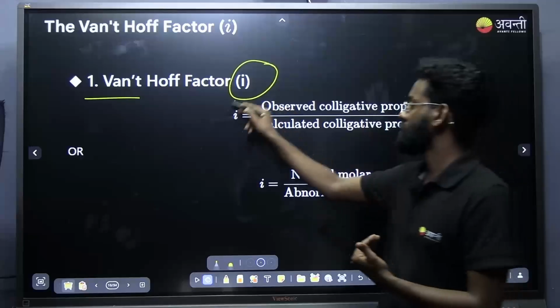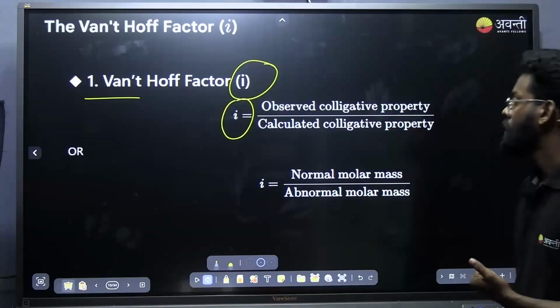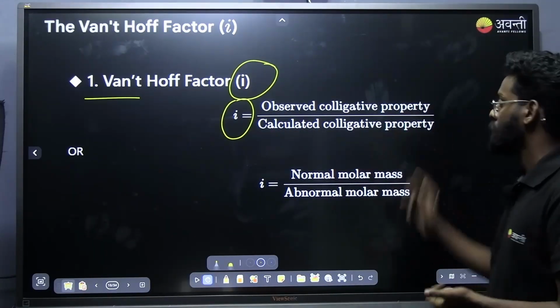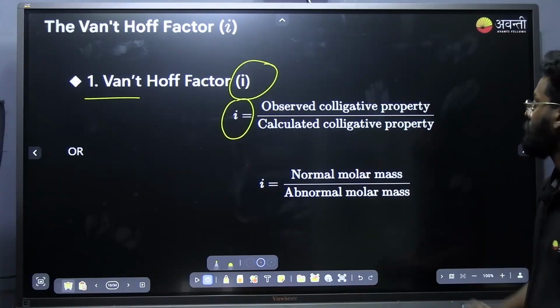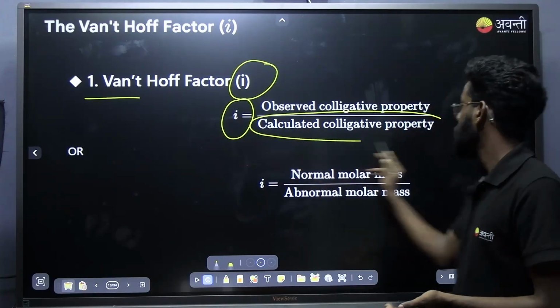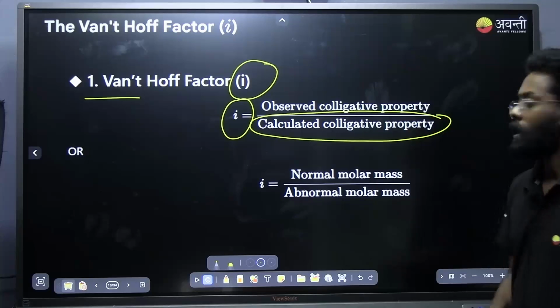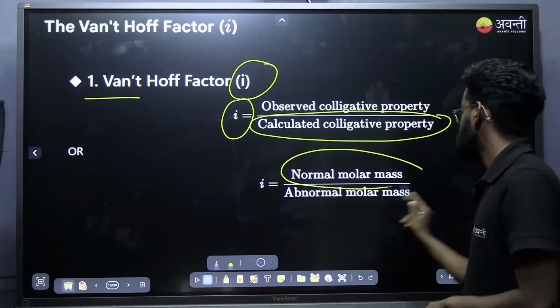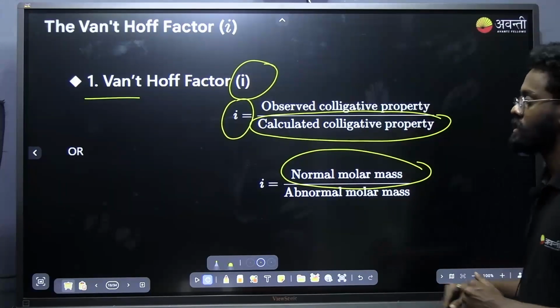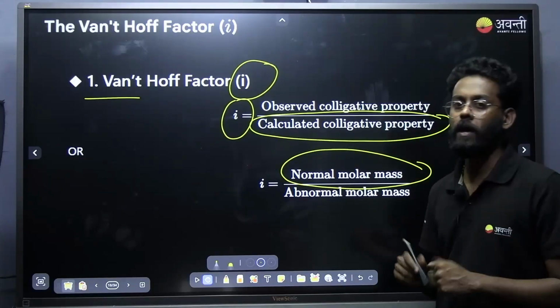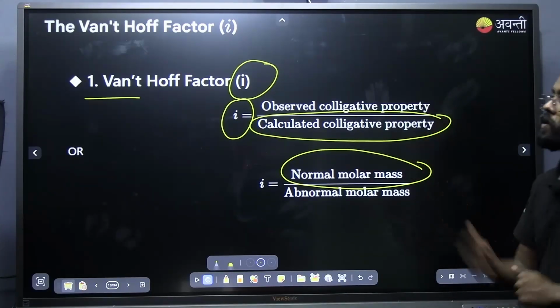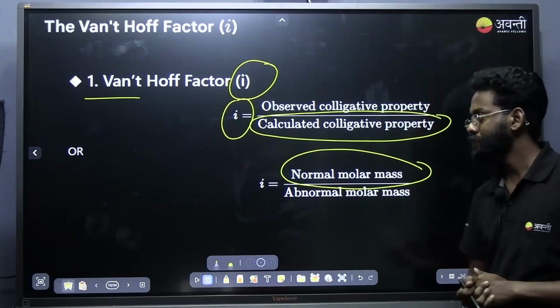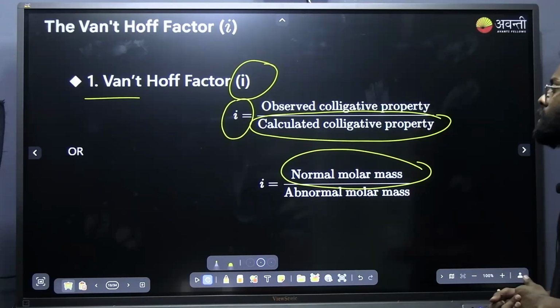And what are the different equations you can use for the Van't Hoff factor i? First one is observed colligative property divided by calculated colligative property. And the next one is normal molar mass divided by abnormal molar mass. If you take the ratio of normal molar mass to abnormal molar mass, that time also you will get the Van't Hoff factor. So these are the points that you have to note down in the case of the Van't Hoff factor.